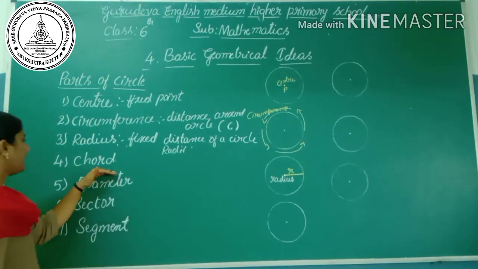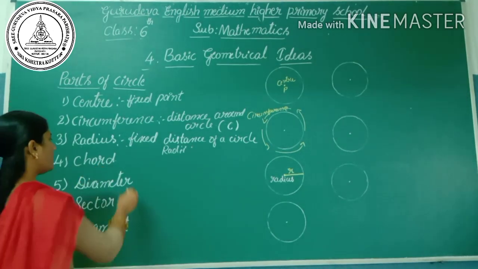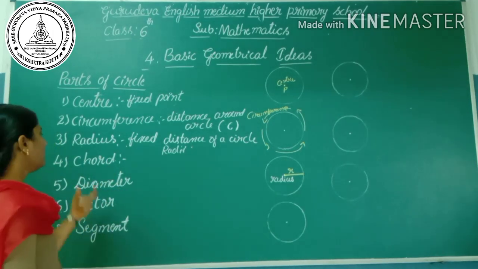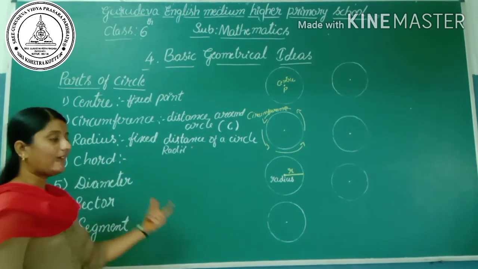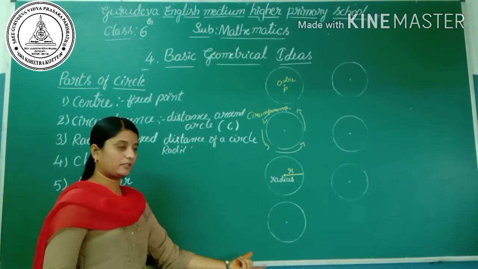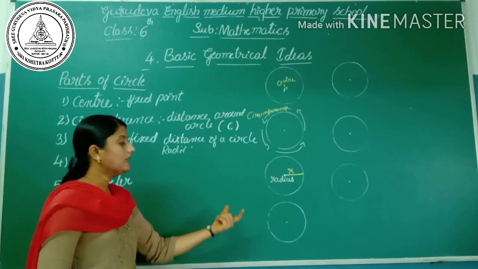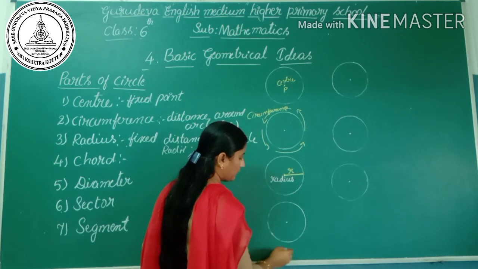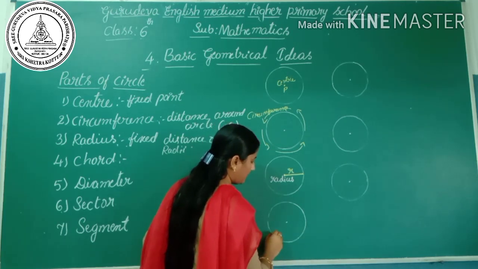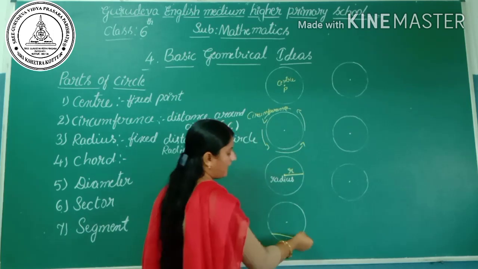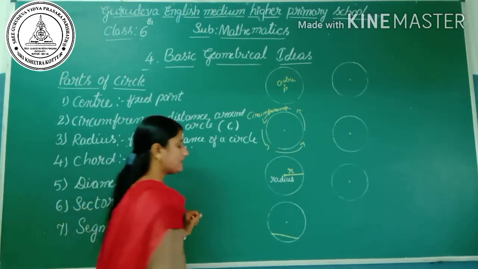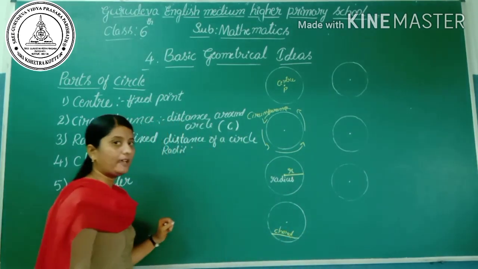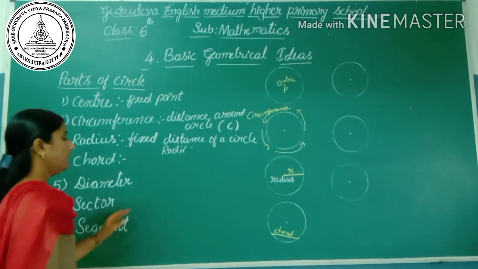Yes. Then the fourth part is chord. So C-H-O-R-D. We have to pronounce it as chord, right? Yes. What do you mean by the chord? A line segment which joins any 2 points on the circle. Here, a line segment which connects any 2 points. So here I will mark 1 point, here 1 point. So a line segment which joins any 2 points on the circle is called a chord of a circle. It is a chord of a circle. Yes, what do you mean by the chord?